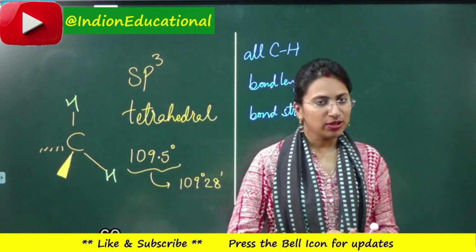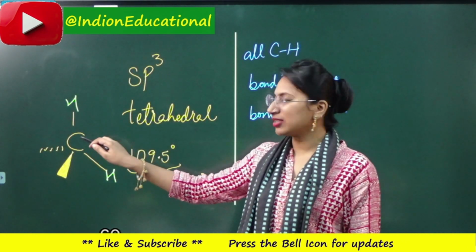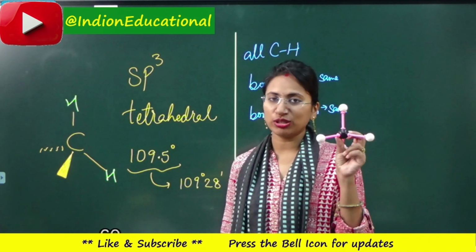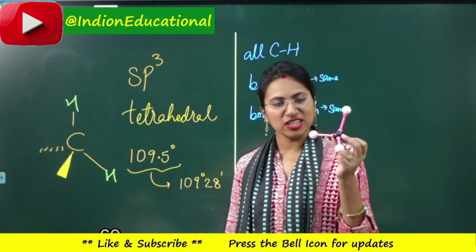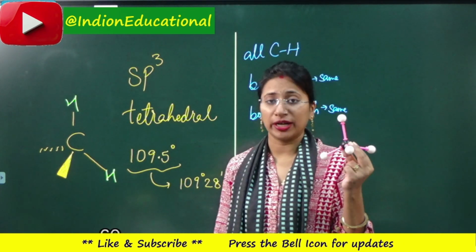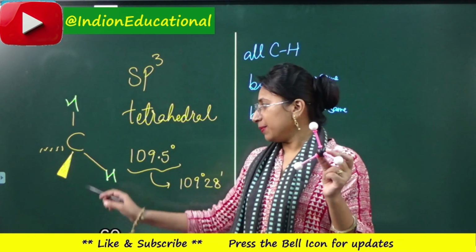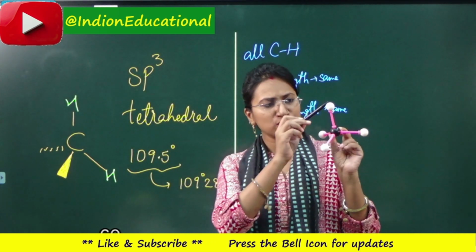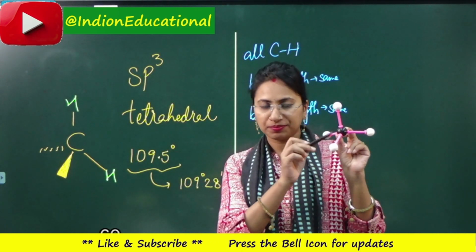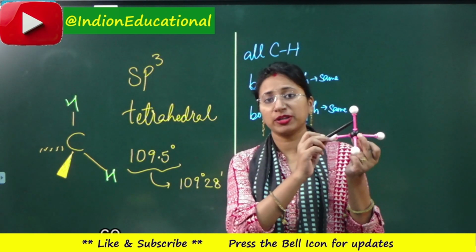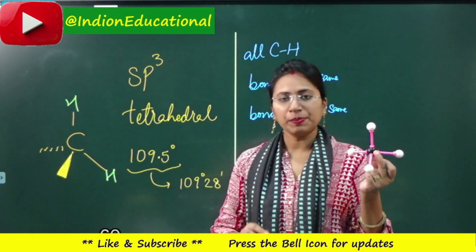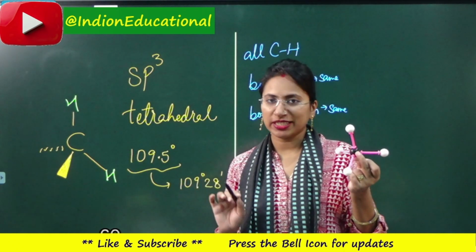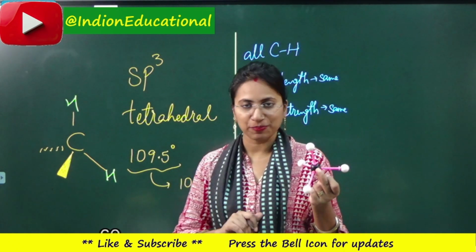Now let us take a look at the hybridization of carbon in CH4. Carbon is sp3 hybridized. This information we get through chemical bonding. So sp3 hybridized means all HCH bond angles will be almost 109.5 degrees. To be precise, it will be 109 degrees 28 minutes. So approximately you can say 109.5 degrees.